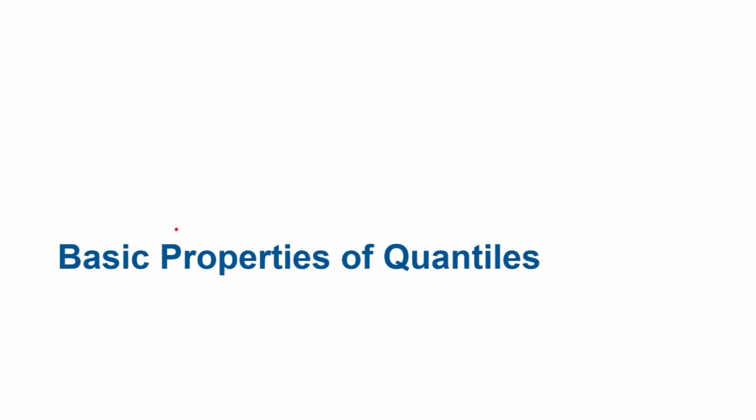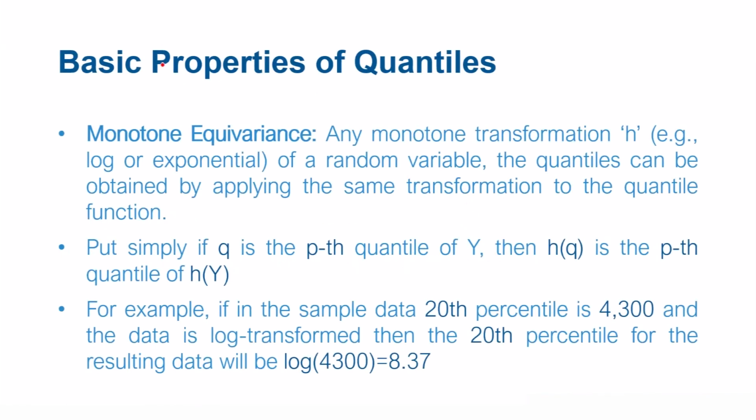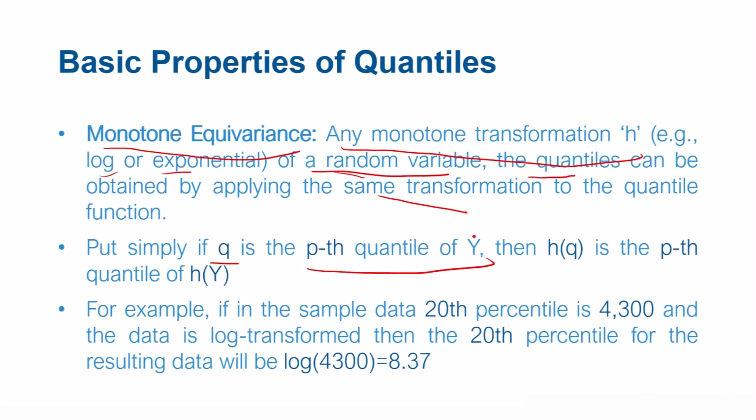In this video, we'll understand some very basic properties of quantiles that are useful in their applications. One very important property of quantiles is monotone equivariance. Theoretically, for any monotone transformation h, such as log or exponential, of a random variable, one can still obtain the quantiles by applying the same transformation to the quantile function. What do we mean by this? In simple terms, if q is the pth quantile of y, then h of q is the pth quantile of h of y.